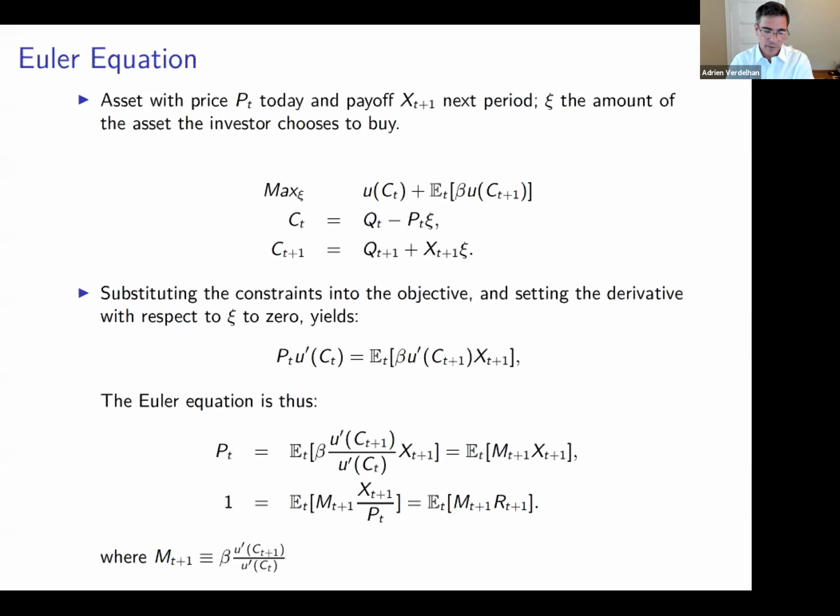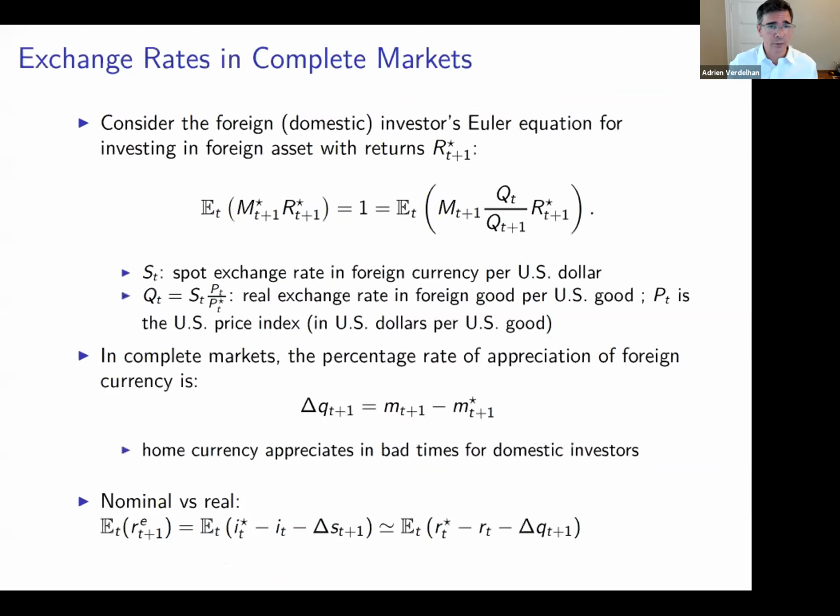Now, you see there are two ways to think about the existence of this Euler or Euler-like equation, E of MR equals 1. And this can be extremely powerful in international finance. So let me show you this in the most simple way I know. Let's think about a foreign asset with return R star. That asset can be bought by the foreign investor, which is why I have this first order equation, E of M star R star equals 1.